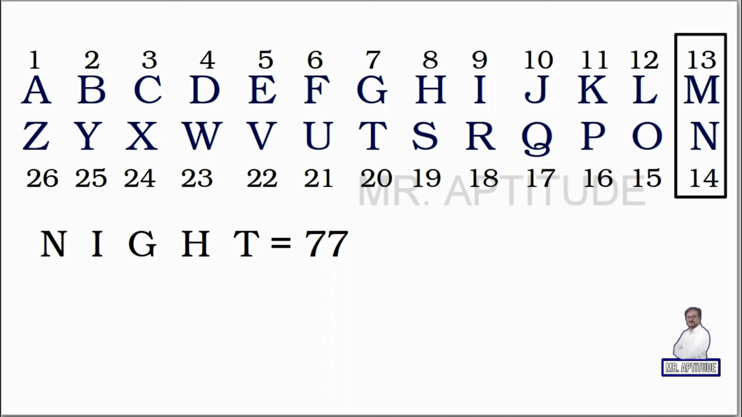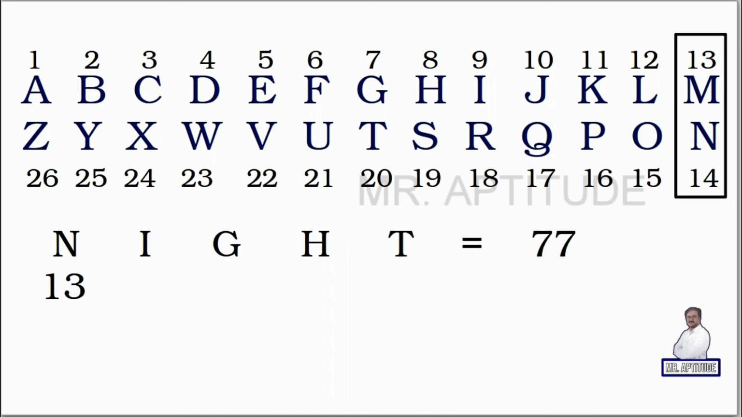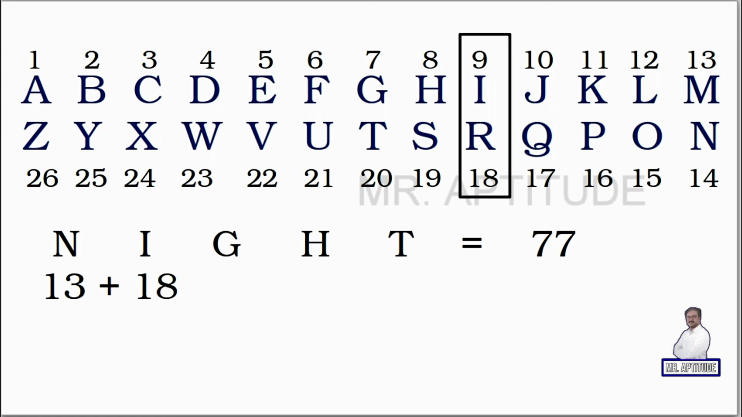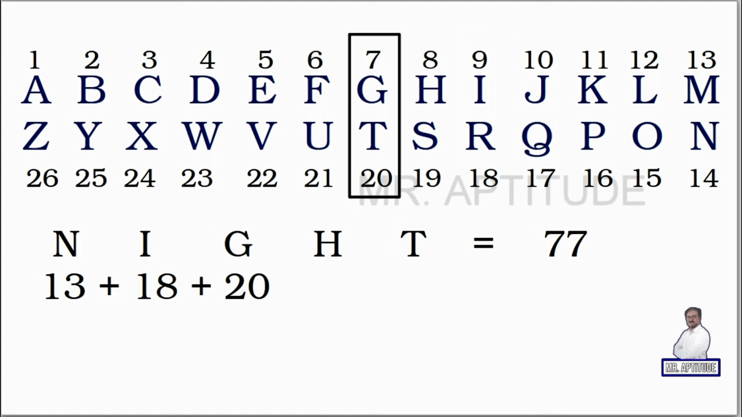Now, let us look at the question. Night equal to 77. First letter of the word night is N. N's antiletter is M. M's place value is 13. Second letter of the word night is I. I's antiletter is R. R's place value is 18. G. G is the seventh letter and its opposite letter is T. T's place value is 20. If you observe these three things, instead of its place value, you are given its antiletter's place value.